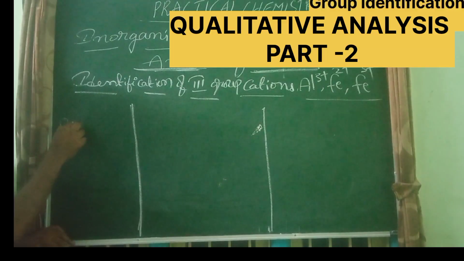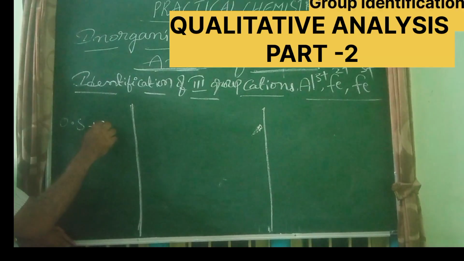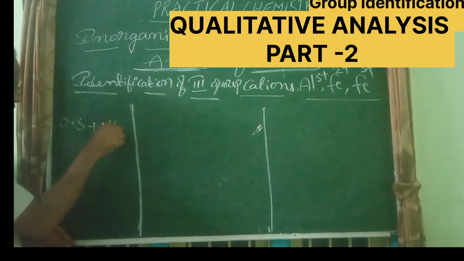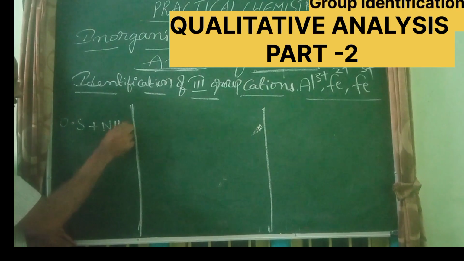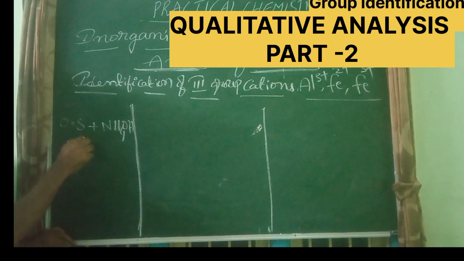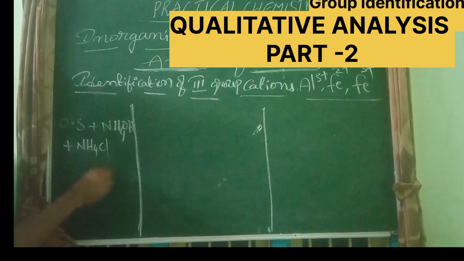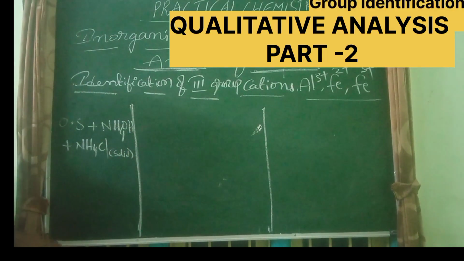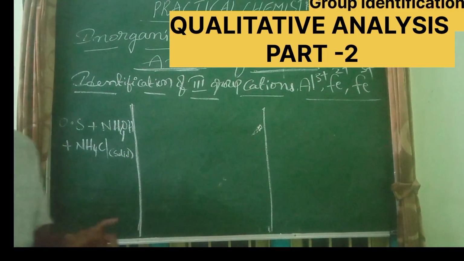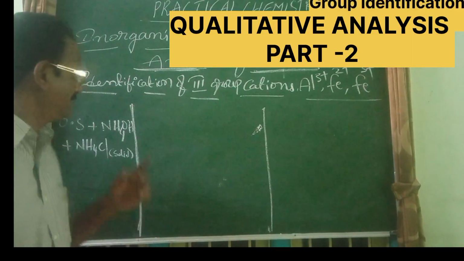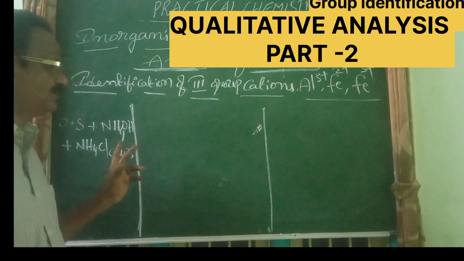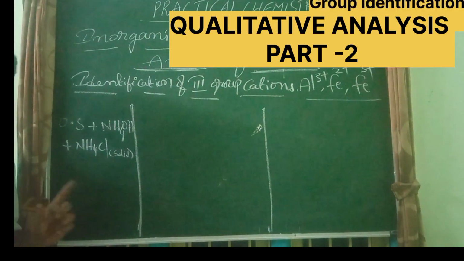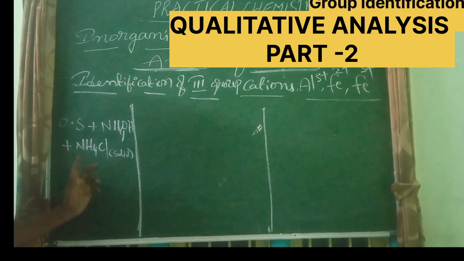Here original solution is added with NH4OH and NH4Cl. Here NH4OH is aqueous solution, NH4Cl is solid. So to the original solution, after adding an aqueous solution of NH4OH, it has been saturated with NH4Cl.